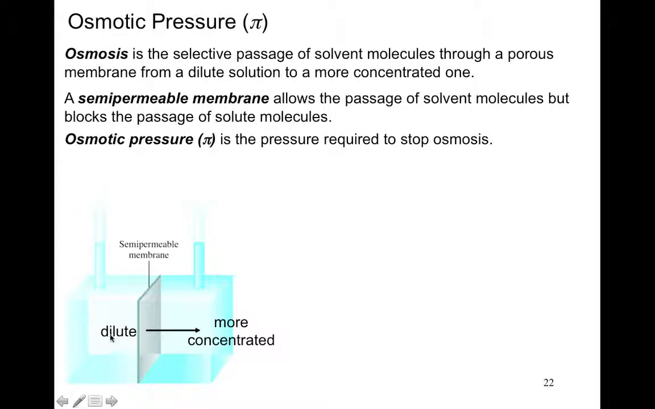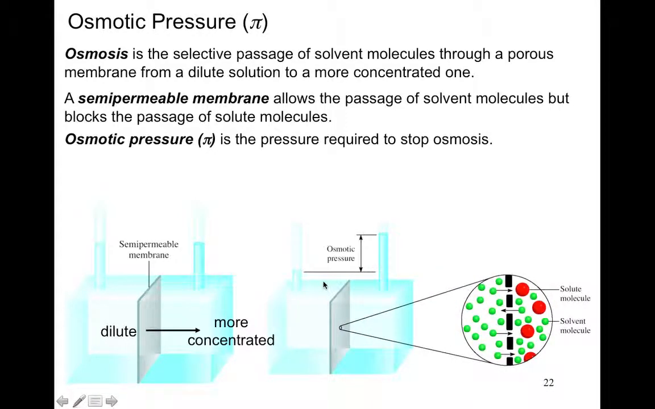So water naturally wants to do this, move from dilute to more concentrated. And osmotic pressure is the amount of pressure we would have to put on this side of this apparatus to stop osmosis from occurring. So we can calculate that.